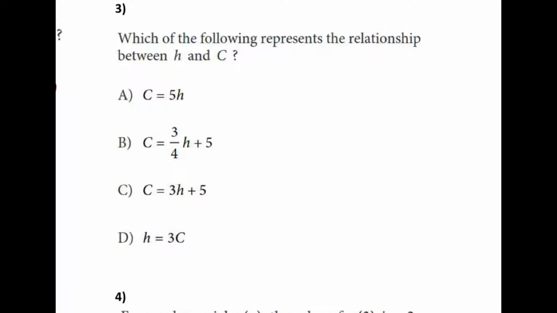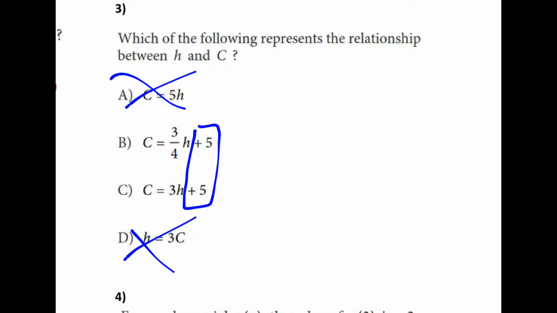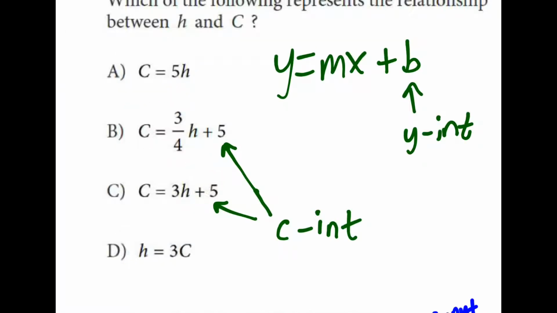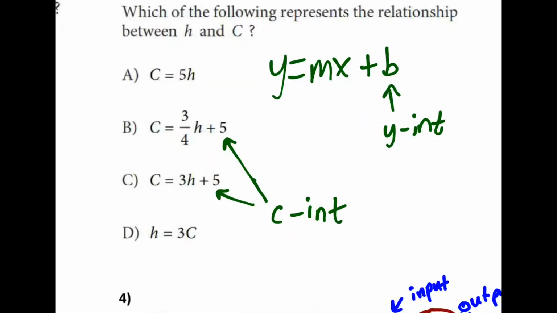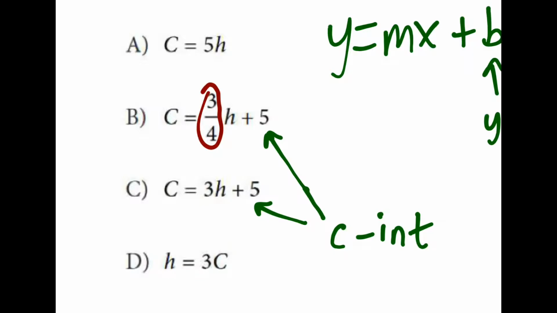Number 3, referring back to that same graph, asks about the relationship between H and C. So we want to figure out what the cost is based upon how many hours we have rented the boat for. We know it's going to be plus 5 from number 2, so that rules out A and D right off the bat. After all, in the same way that in a typical equation, y equals mx plus b, b is the y-intercept, or where this line crosses the y-axis, in c equals 3h plus 5, for example, that 5 is the c-intercept, or where the line crosses the c-axis, which we just figured out is here at 5. So the only thing left to decide is my slope. Is it 3/4? Or 3.